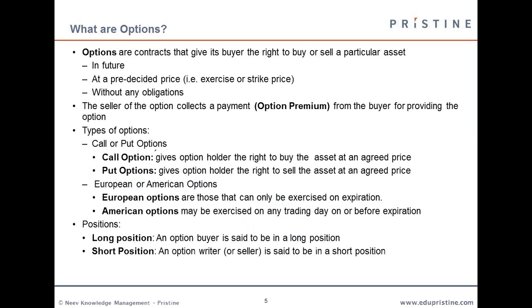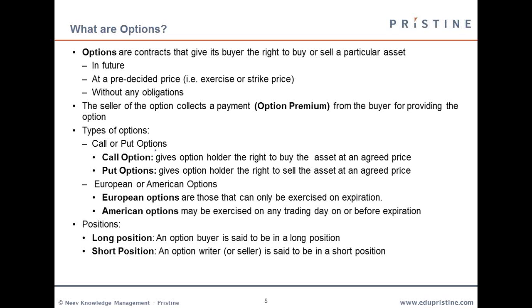Options. What are options? They are contracts which give you the right. The right is the important term, right to buy or sell a particular asset. It is at a pre-decided price and a pre-decided date. This pre-decided price is called the strike price. And this gives the right to the buyer and not the seller. When the buyer wants to execute the option, the seller has to oblige. So what does the seller get for this? He gets an option premium from the buyer. So that's kind of a payment to buy the option.